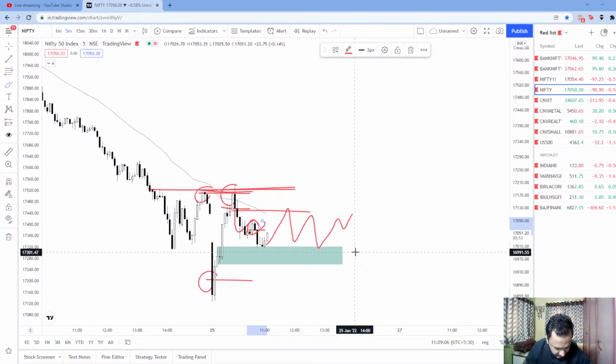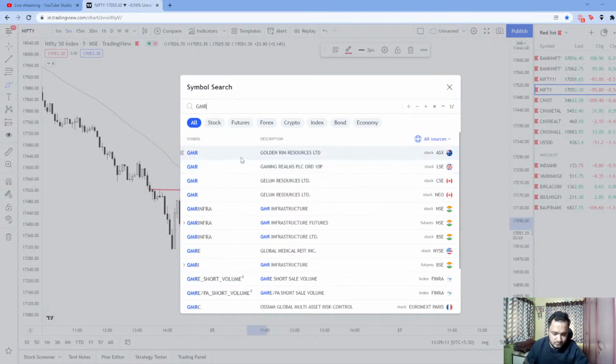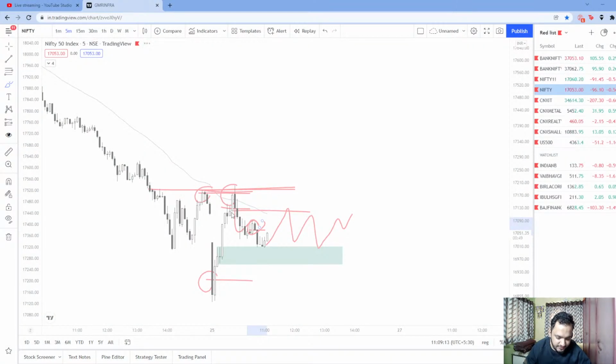All right. Should I exit GMR Infra? I'm not sure where you're holding from, so I'll just look at the chart and tell you the short-term view.